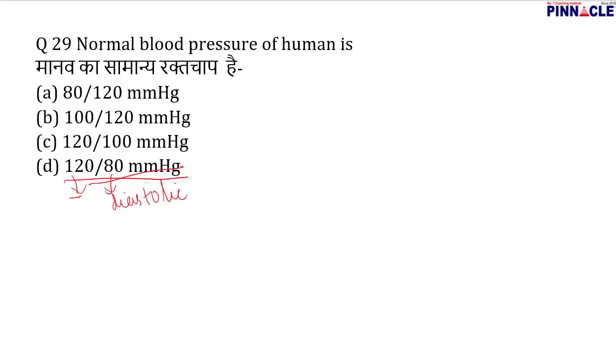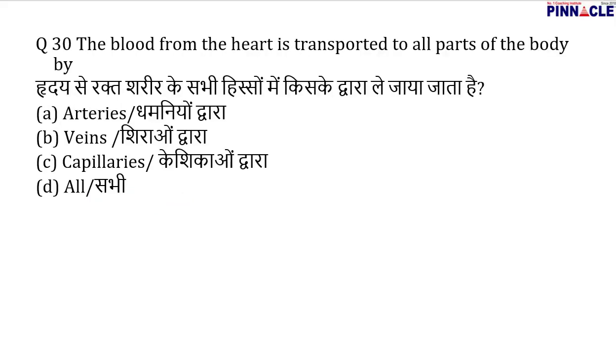After question number 29, question number 30. So the question number 30 is, the blood from the heart is transported to all parts of body by. So we know that we have blood vessels, and these blood vessels help in carrying blood from heart to different parts of the body. And what is the name of that particular blood vessel that transports blood from heart to different body parts? That particular blood vessel is said to be artery.